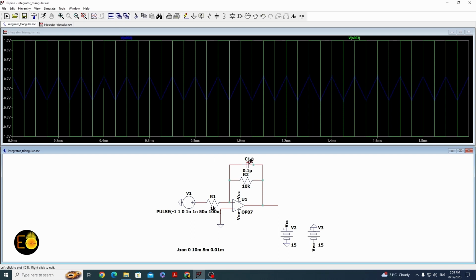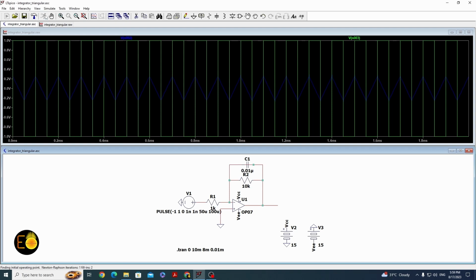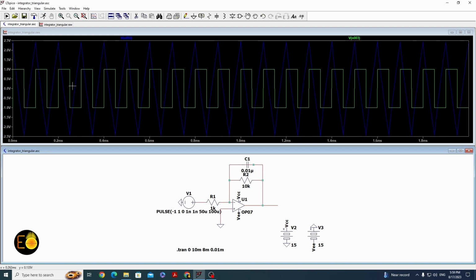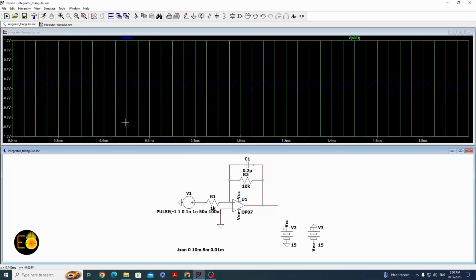If you change the value of the capacitor or the resistor, the amplitude will change. Right clicking over there, if I put 0.01 microfarad, you will get an increased magnitude compared with the input voltage. On the other hand, if you put 0.2 rather, you will get a reduced amplitude compared to the previous case. Well, that's all for today.